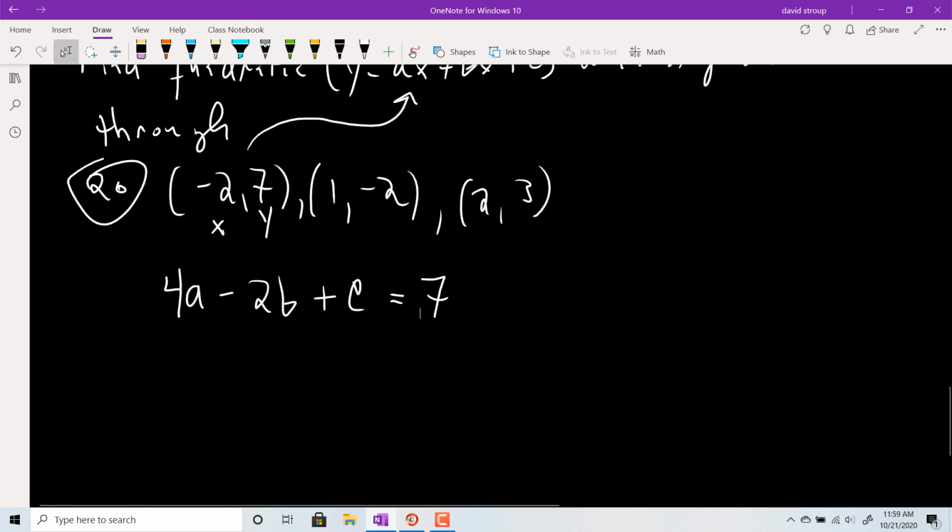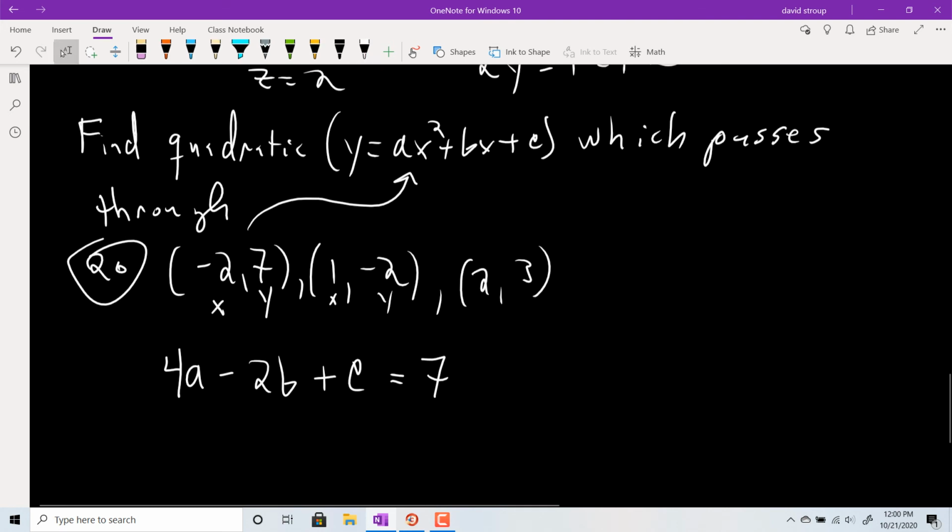Okay, so you're forming equations based off of these x and y variables by plugging those x and y variables into the equation y equals ax squared plus bx plus c. And you'll end up with 3 equations in terms of a, b, and c instead of x, y, and z.